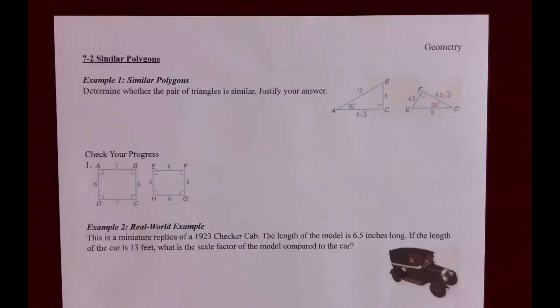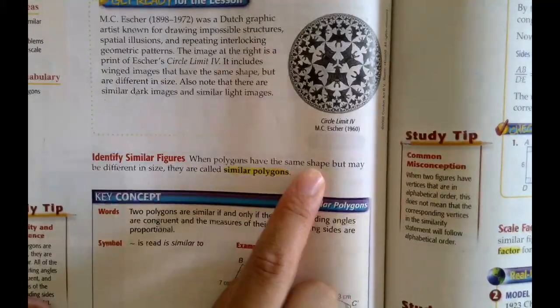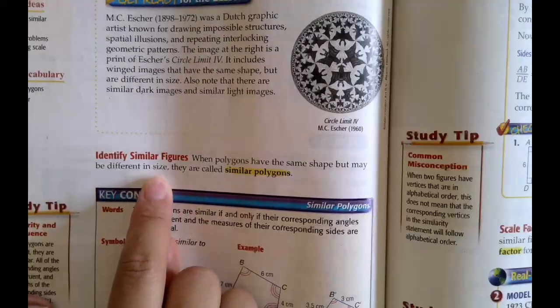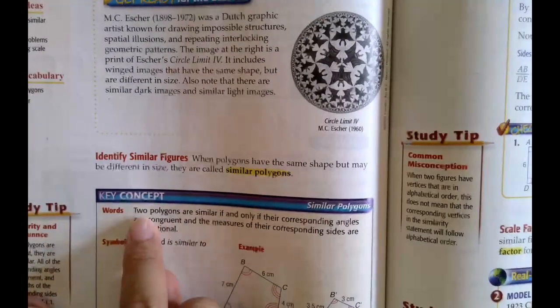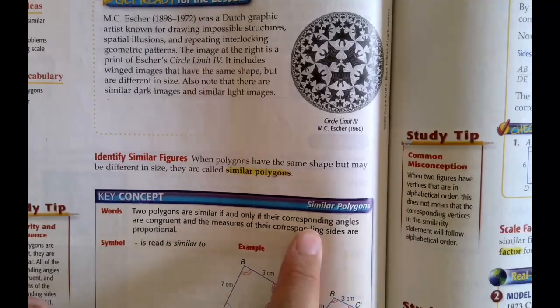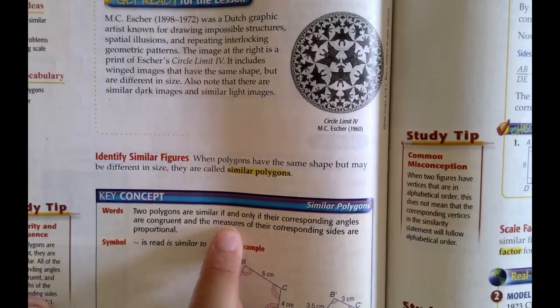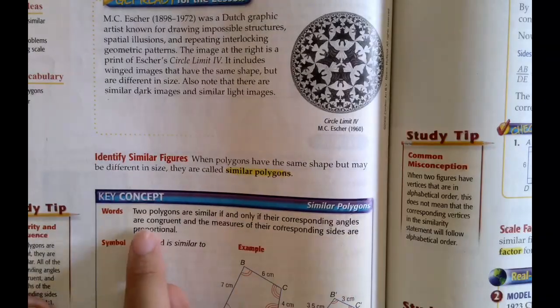Hi guys, so today we're going to be talking about similar polygons, and before we get started with our example questions, let's define what a similar polygon is. Similar polygons are polygons that have the same shape but may be different in size. Two polygons are similar if and only if their corresponding angles are congruent and the measures of their corresponding sides are proportional.